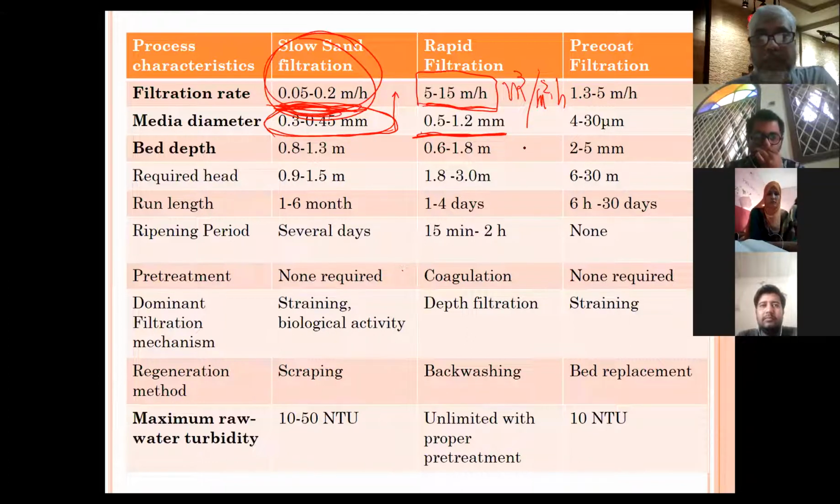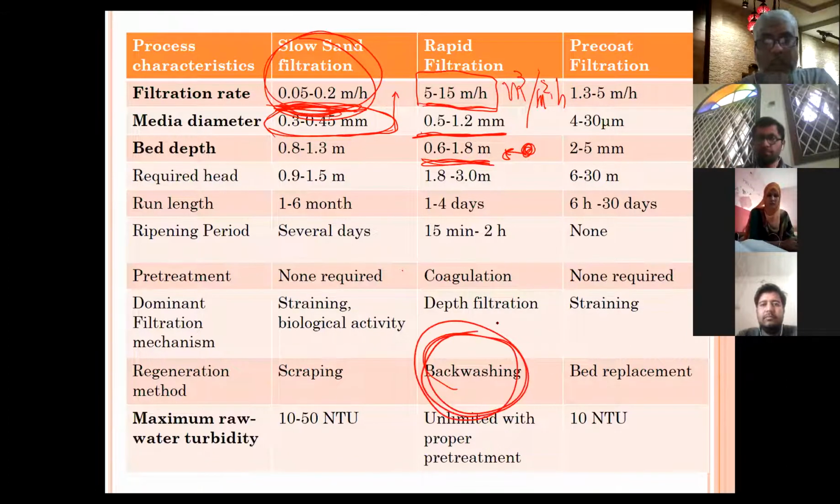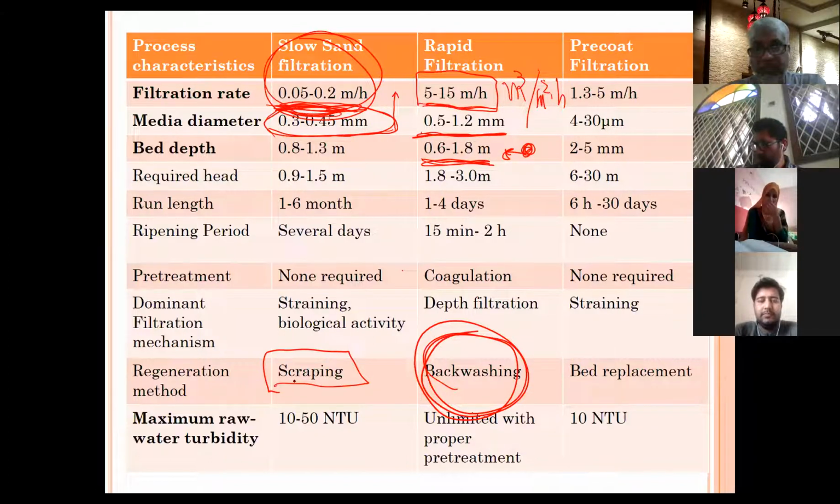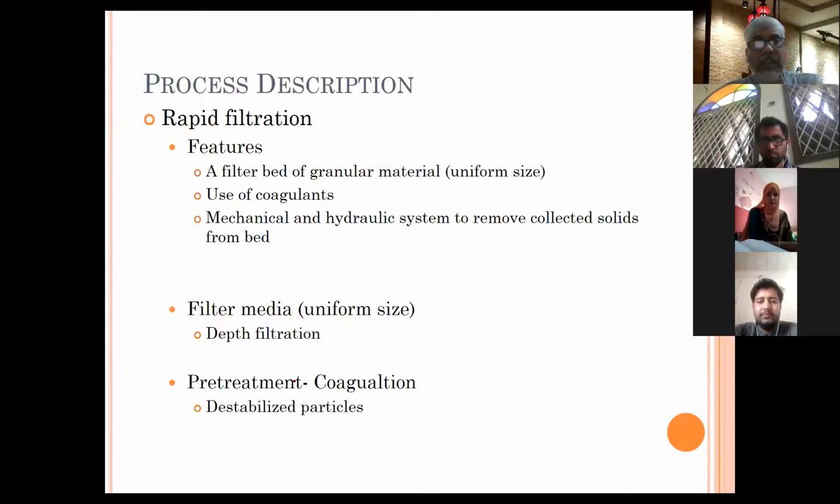The other thing is the depth of filtration. In a rapid sand filter, we can go deeper, up to 1.8 meter. Another important difference is backwashing. We do cleaning using backwashing in rapid sand filtration, whereas we do scraping in a slow sand filter for regeneration, or when we want to reuse the media for filtration. And we have discussed this already.